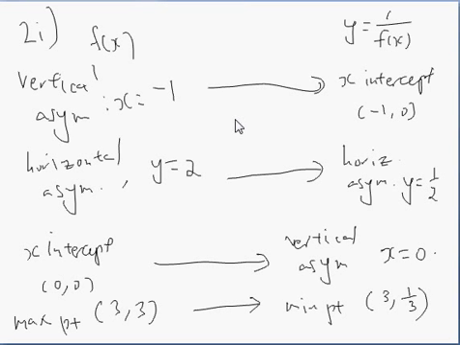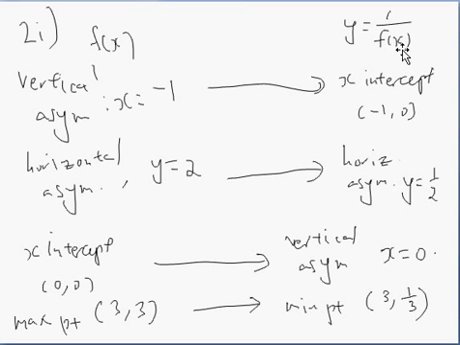So if you look at the original question, we have 4 key features: vertical asymptote, x equals to -1, horizontal asymptote, y equals to 2, y-intercept at the origin, at the maximum point, coordinate 3, 3. Vertical asymptote will get transformed to x-intercept, coordinates -1, 0. Horizontal asymptote remains as horizontal asymptote.